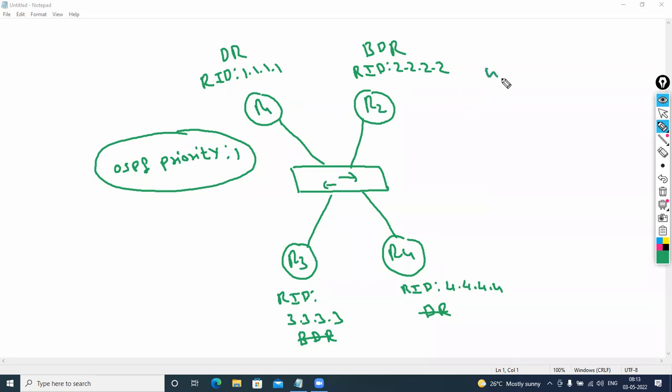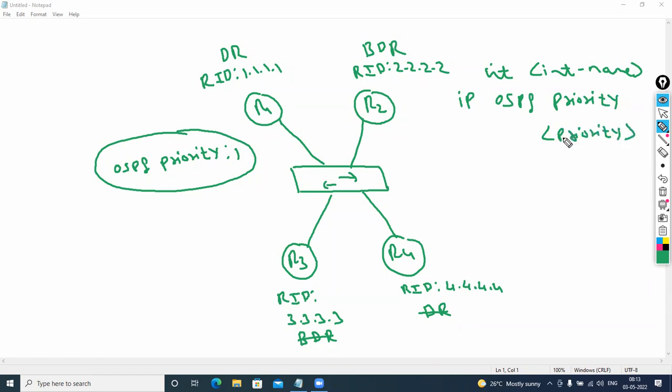So you need to go to the interface name. This is the command, please make a note of it: ip ospf priority. And you can assign the priority depending on the requirement. So make R1 the highest priority and R2 the second highest priority. This is your task. You need to finish it by today.